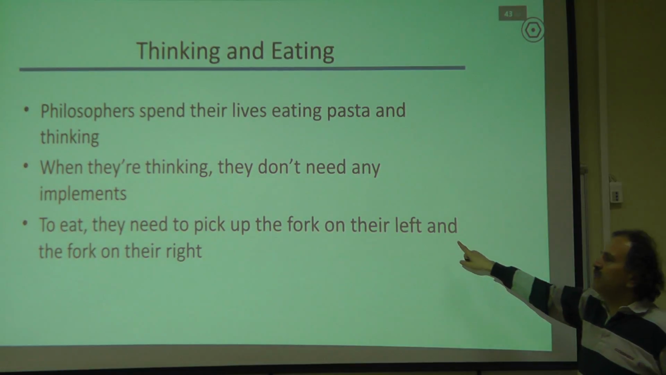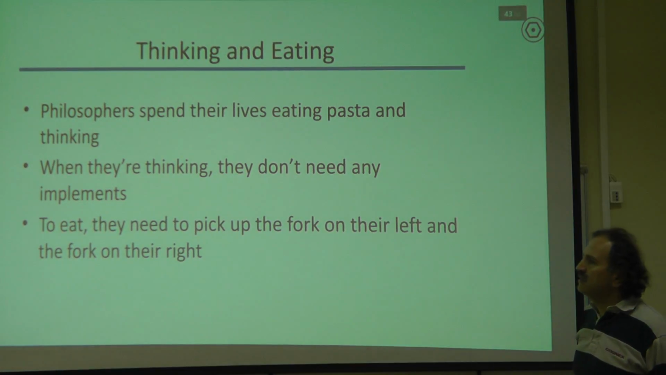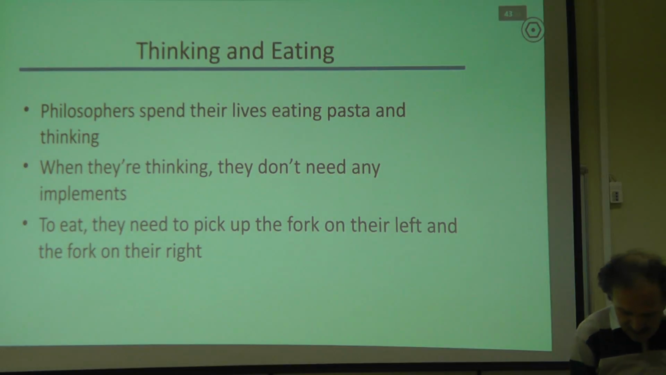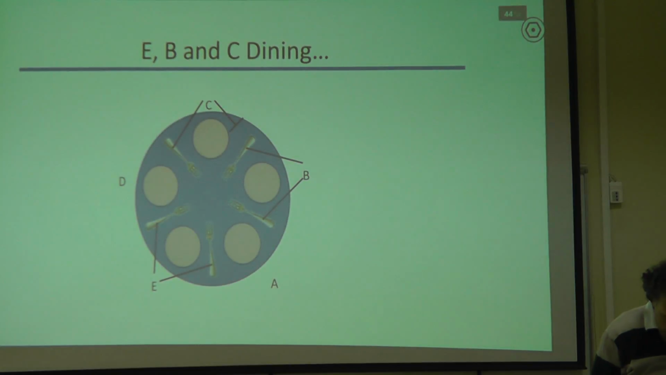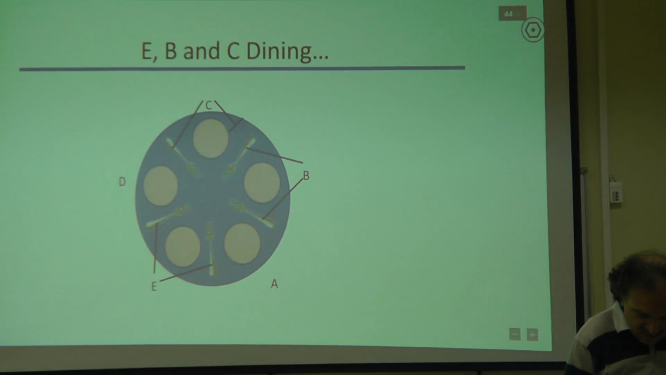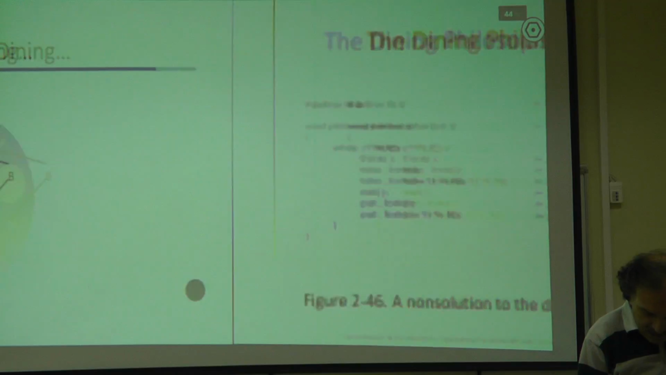To eat, they need to pick up the fork on their left and right, and they start eating. So E is eating, B is eating. C cannot eat because C cannot take this fork. So E, B, C cannot eat at the same time.